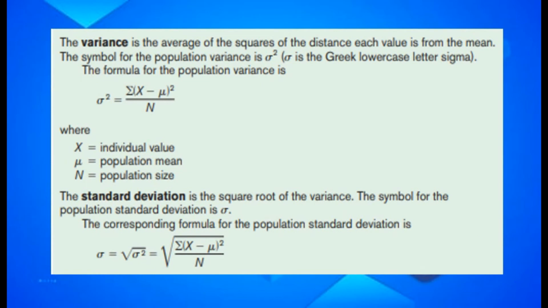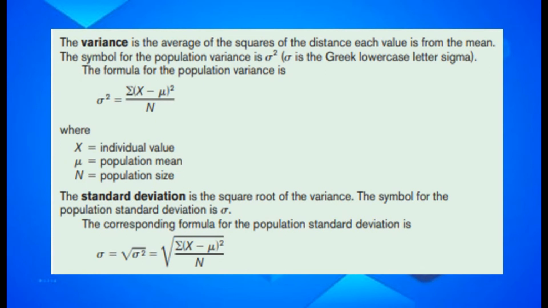The variance is the average of the squares of the distances each value is from the mean. The symbol for the population variance is sigma squared. The formula for the population variance is sigma squared equals the summation of the quantity x minus mu, quantity squared, over N, where x is the individual value, mu is the population mean, and N is the population size. The standard deviation is the square root of the variance.